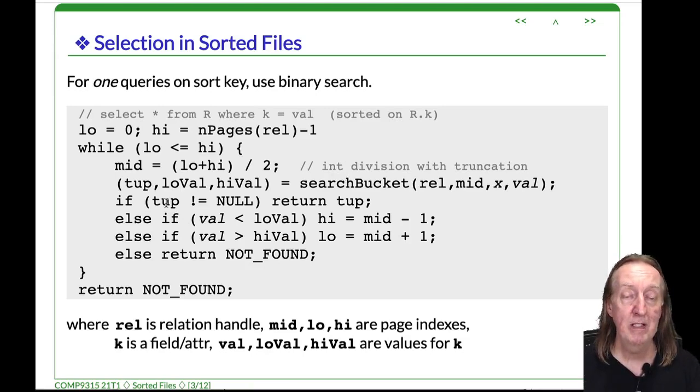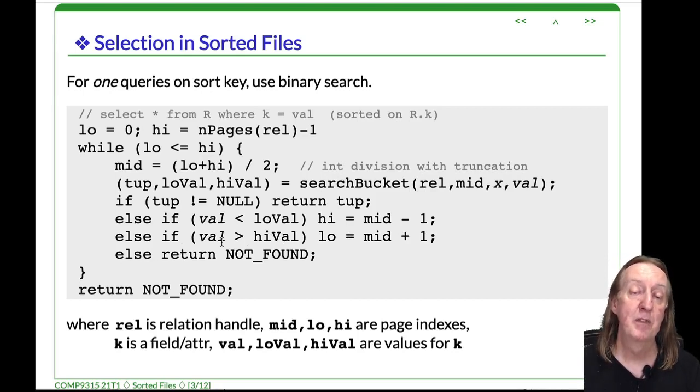If the tuple value is null, it means we didn't find the relevant tuple in that bucket, so we need to check which part of the file we need to consider now. If the value that we're searching for is lower than the lowest value in the bucket, then we go to the left towards the bottom of the file. If the value is greater than the highest value in the bucket, then we go to the right, so we look at the top part of the file.